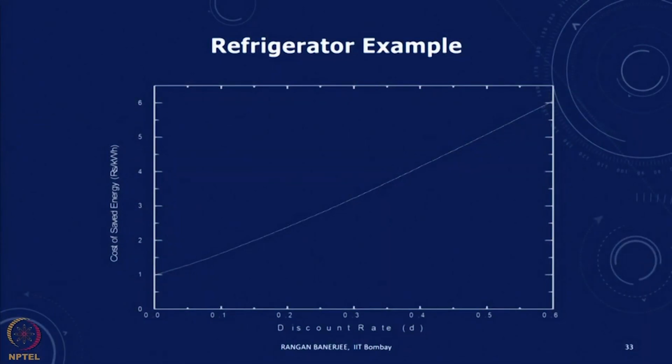So this gives you the example which shows you how, as the discount rate increases, the cost of saved energy would then increase, because effectively that initial investment that we are making is now equivalent in terms of a higher annualized investment.